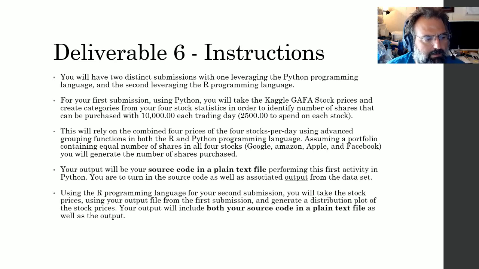Then your output will be the source code in a plain text file performing this first activity in Python. You need to turn in the source code as well as the associated output from the test data. Using the R programming language for the second submission, you will take the stock price using the output file of your first submission and generate a distribution plot of the stock prices. Your output will include both the source code and the plain text, as well as your graphs.